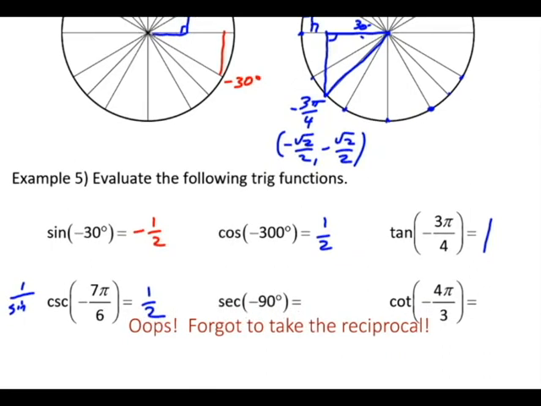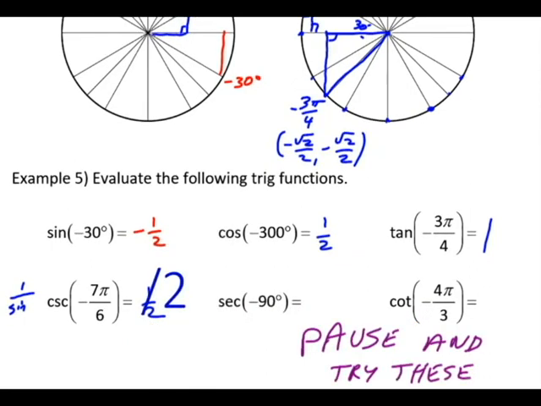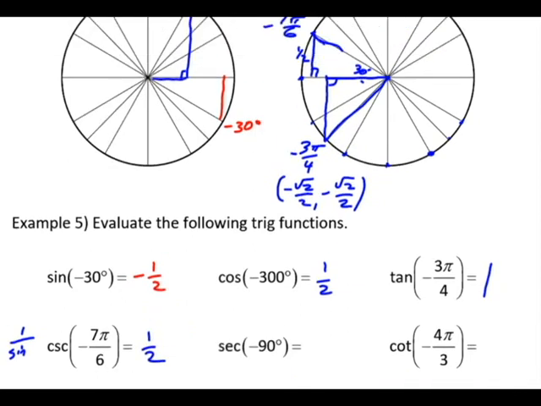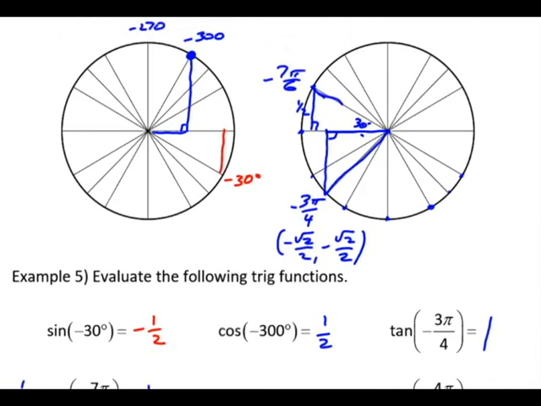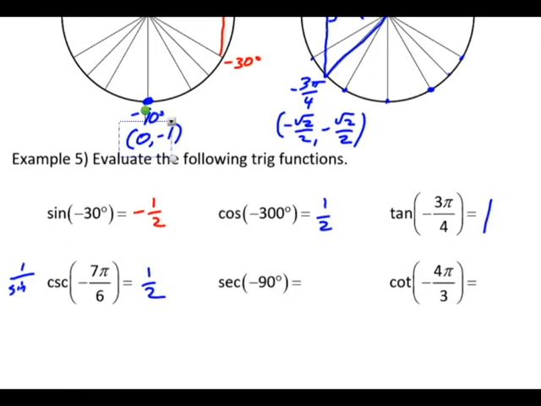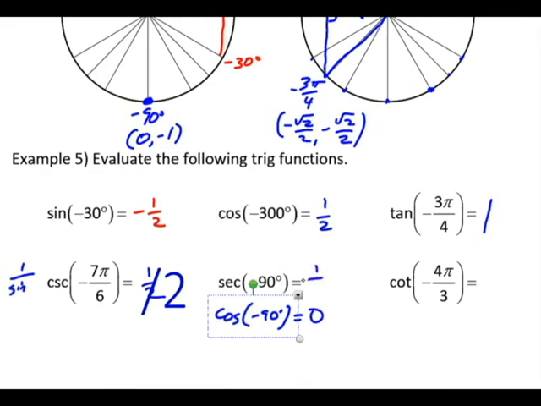Take a moment and try the last two. Negative 90 degrees. Clockwise, 90 degrees. That's at 0, negative 1. Secant is 1 over the cosine, so the cosine of negative 90 is just the x-coordinate, which is 0. So this is going to be 1 over 0. Uh-oh, that's undefined.